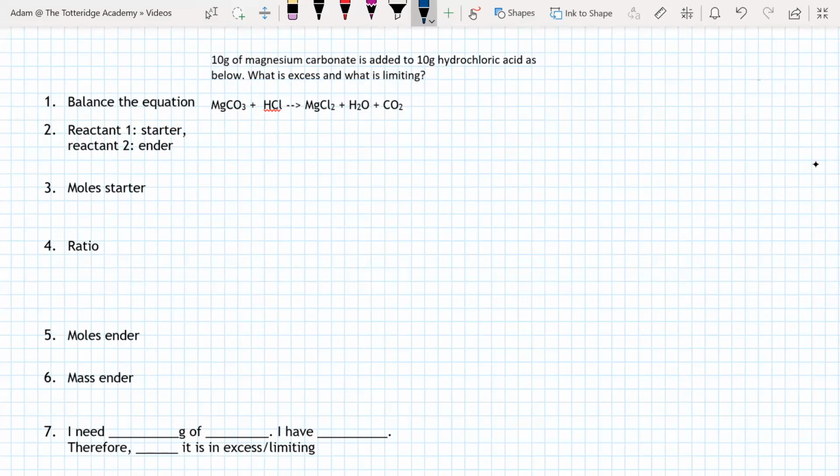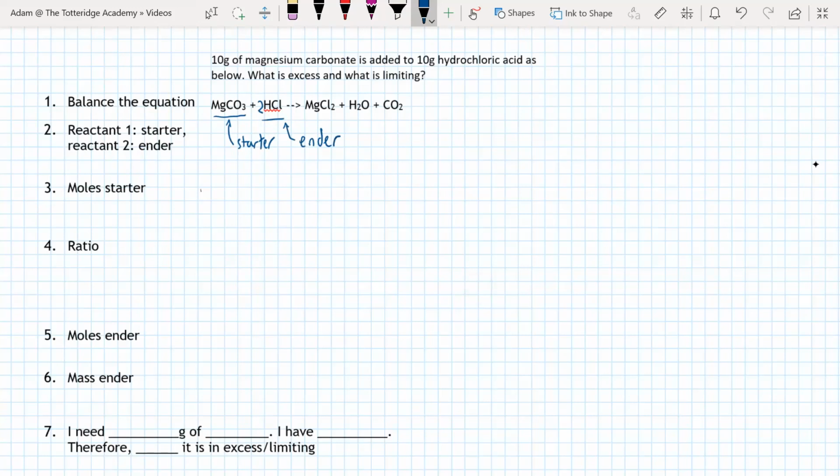Step 1 then, always balance the equation. We did that before, so I'm not going to labour the point. Now it says reactant 1 should be starter and reactant 2 should be ender. When it comes to excess and limiting, you have to decide what's the starter and what's the ender. And in reality, you can pick this as your starter and this is your ender, or this is your ender and this is your starter. I say just to make things easier, always pick the first one as the starter. So we'll call this one the starter, and we'll call this one our ender, just for the sake of ease.